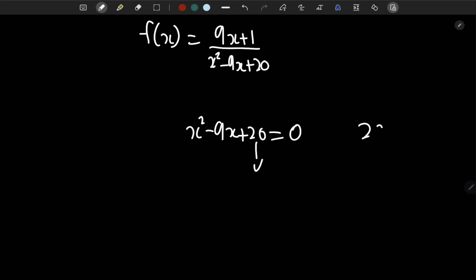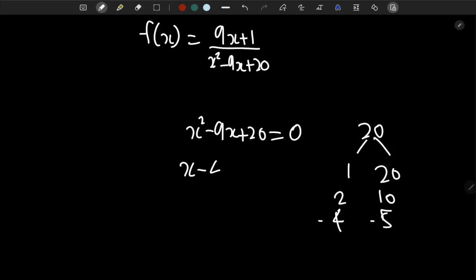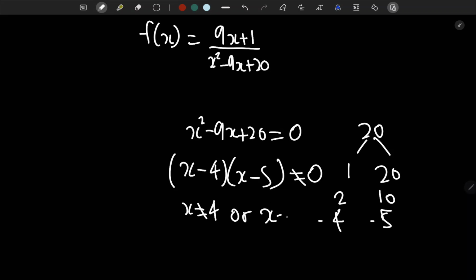So we can write all the factors for 20 here. It will be 1 and 20, and then 2 and 10, 3 is not there, 4 and 5. And we notice that minus 4 minus 5 gives you minus 9, and minus 4 multiplied by minus 5 also gives you 20. So these are the two factors. So x minus 4 and x minus 5. So x here cannot be equal to 4, or x cannot be equal to 5 here also.